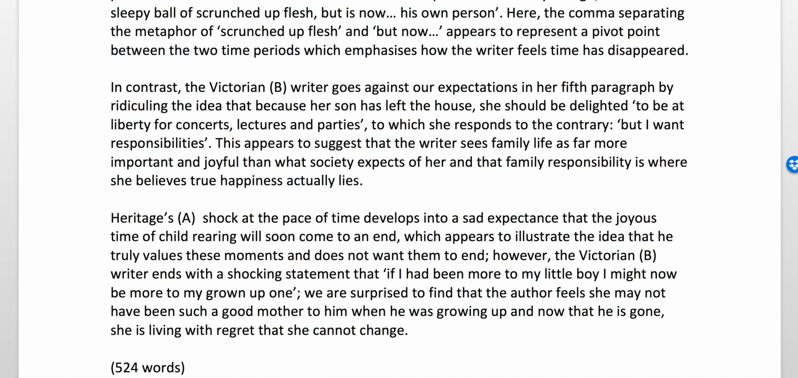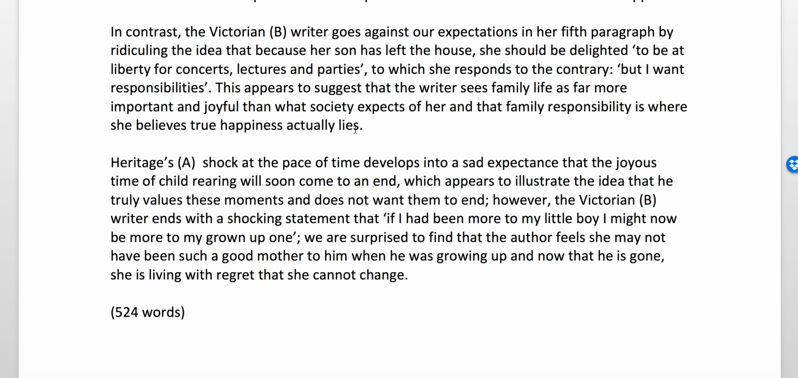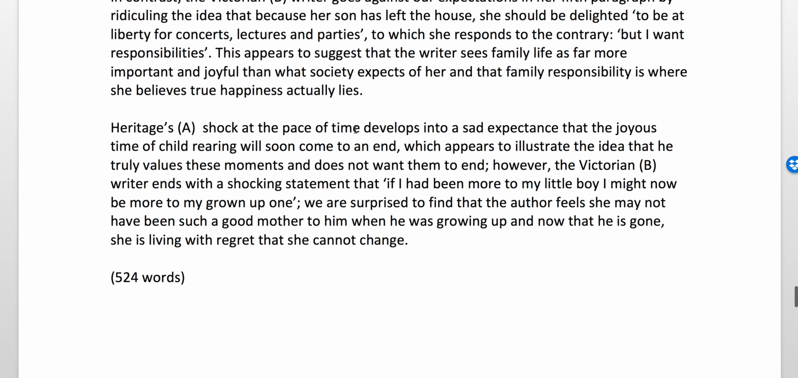Here the comma separating the metaphor of scrunched up flesh and but now appears to represent a pivot point between two time periods, which emphasizes how the writer feels time has disappeared. In contrast, the Victorian writer goes against our expectations in her fifth paragraph by ridiculing the idea that because her son has left the house, she should be delighted to be at liberty for concerts, lectures, and parties, to which she responds to the contrary: but I want responsibilities.